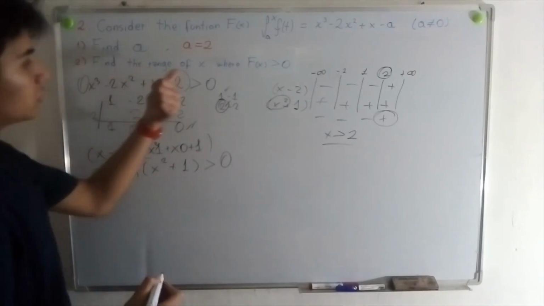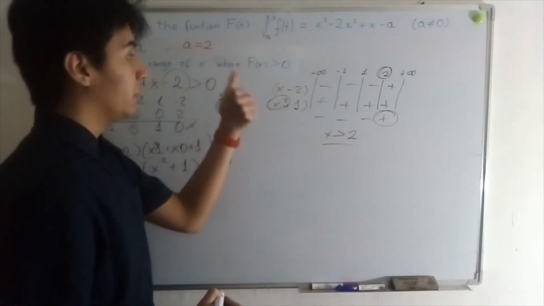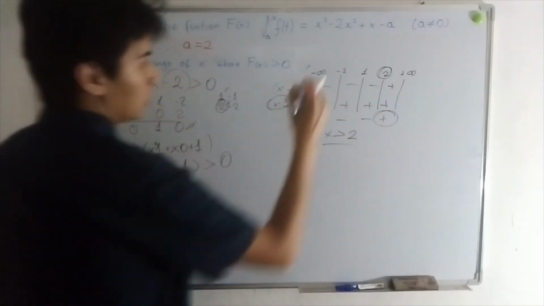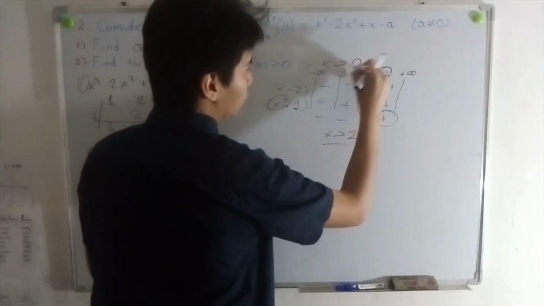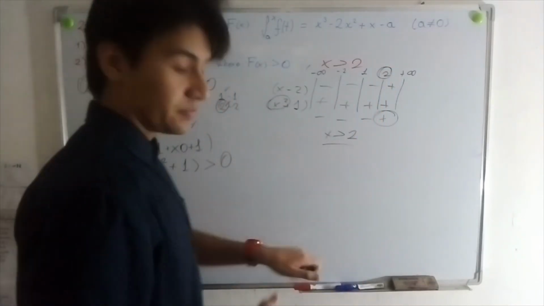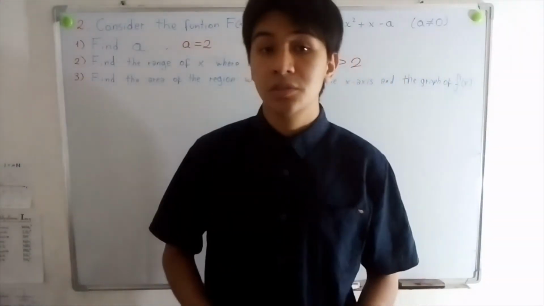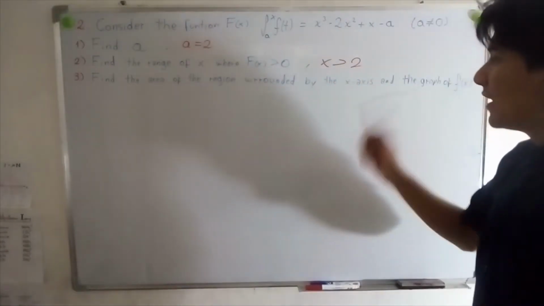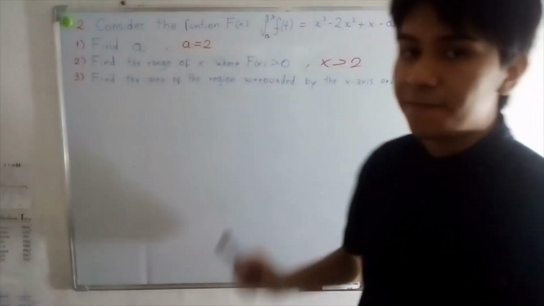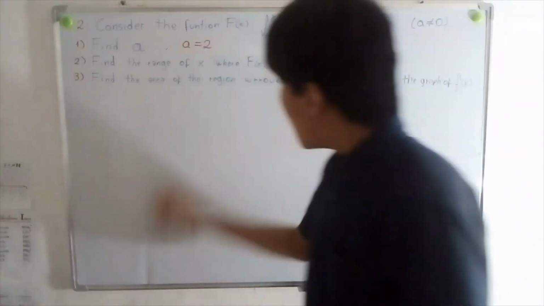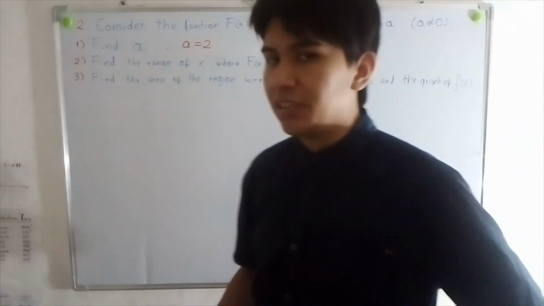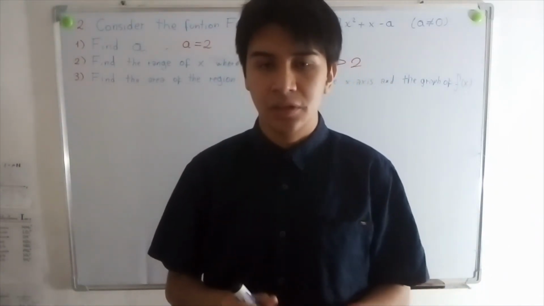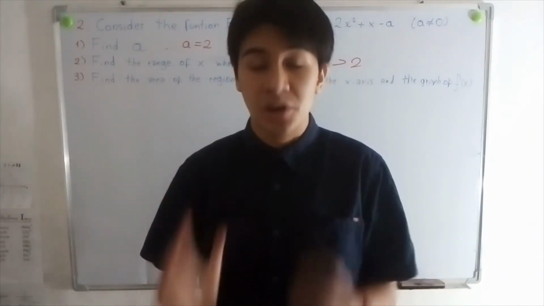So finding the range of x where the capital F is greater than 0 is easy. x is greater than 2. Question number 3 says, find the area of the region surrounded by the x-axis and the graph of f on x. And that is easy, because it's only one derivative, but it's very long.